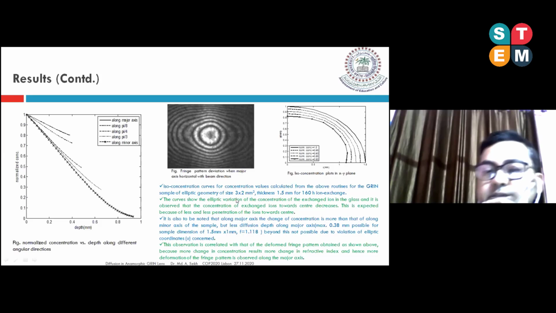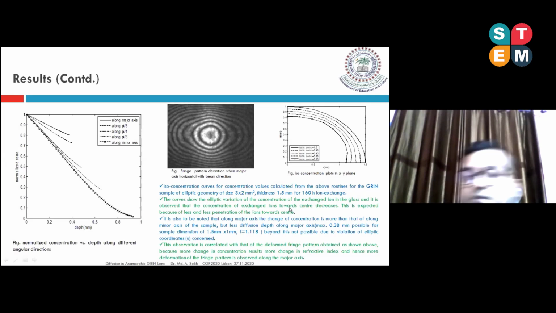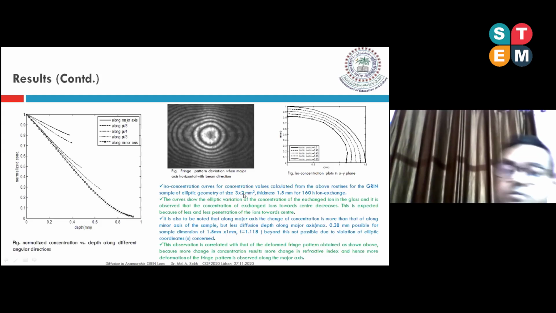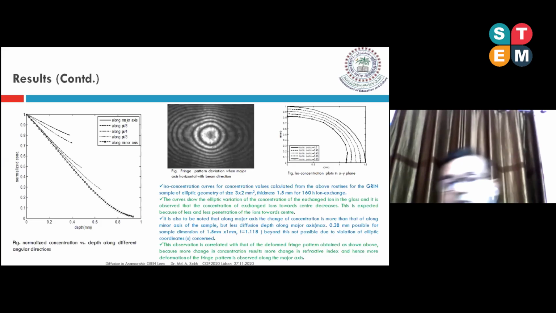So in the isoconcentration curve, concentration values are calculated basically from the above routines, where we have taken our sample size 3 by 2 mm square, and thickness is 1.5 mm for 160 hours of ion exchange. And the curves show the elliptic variations of the concentration of the exchanged ion in the glass, and it is observed that the concentration of exchanged ions towards the center decreases, and it is expected because when you move inside, the exchange of the ions will be reduced.